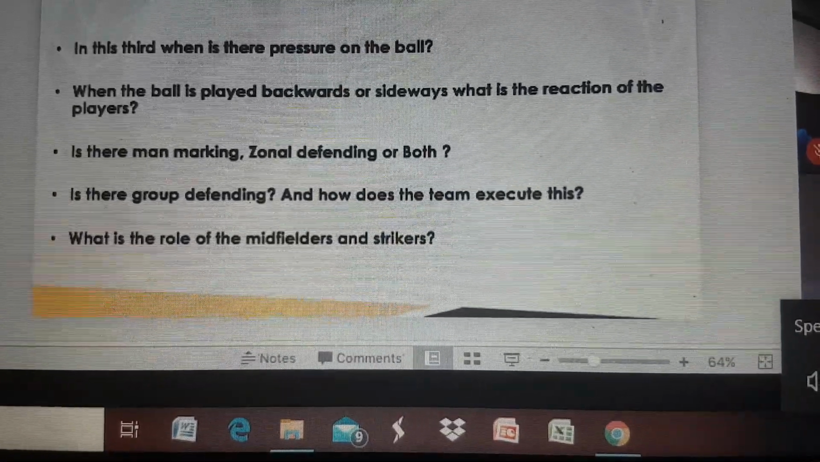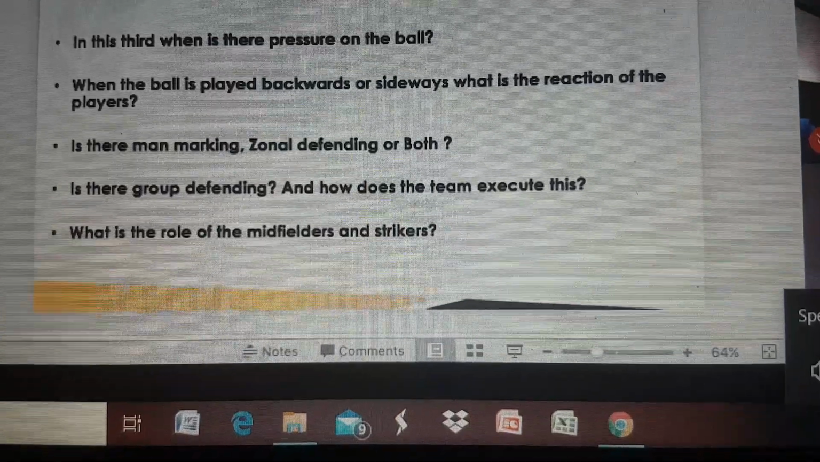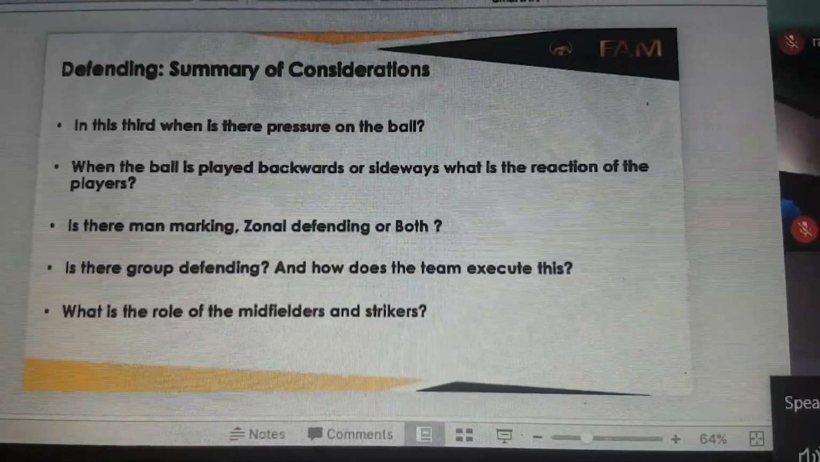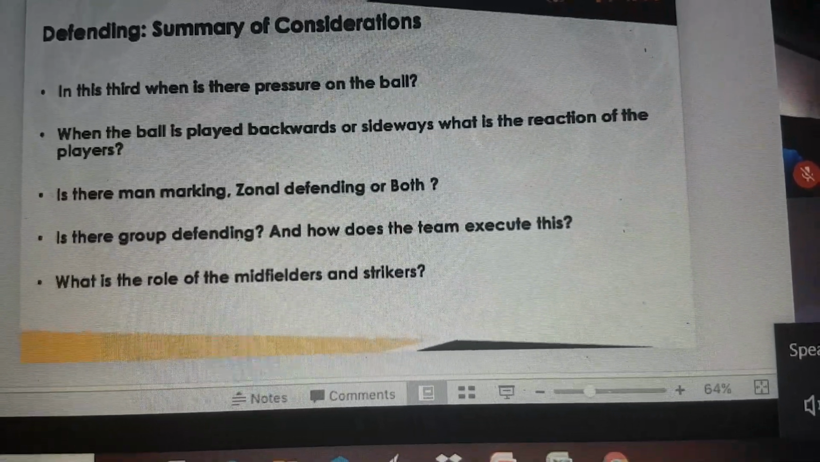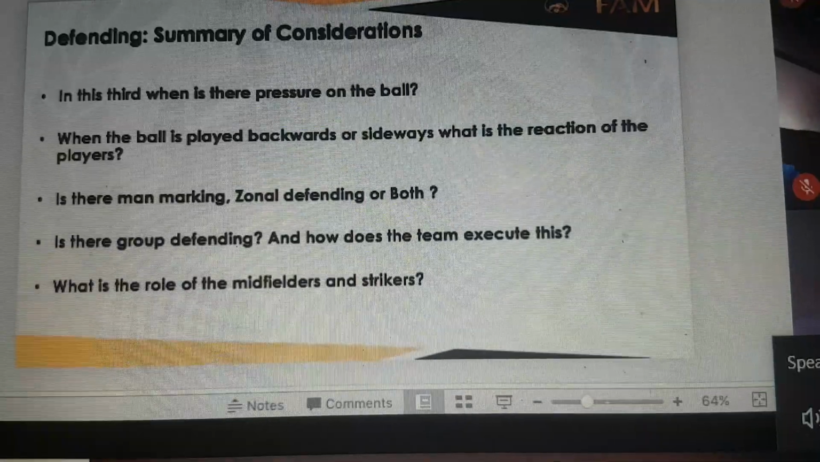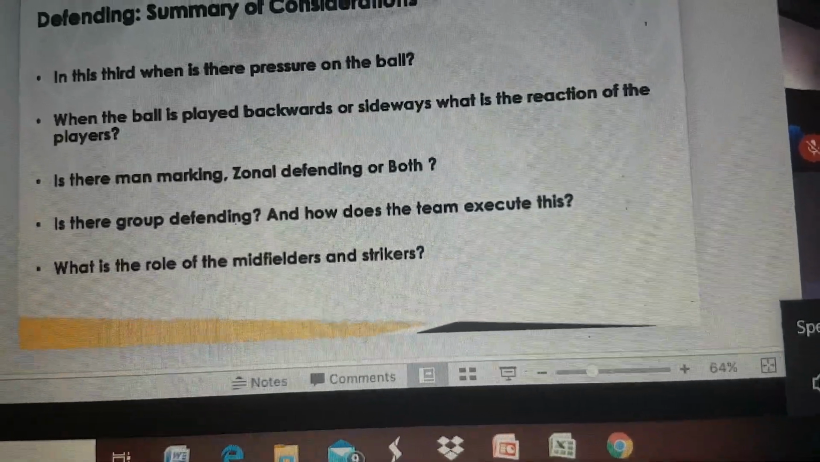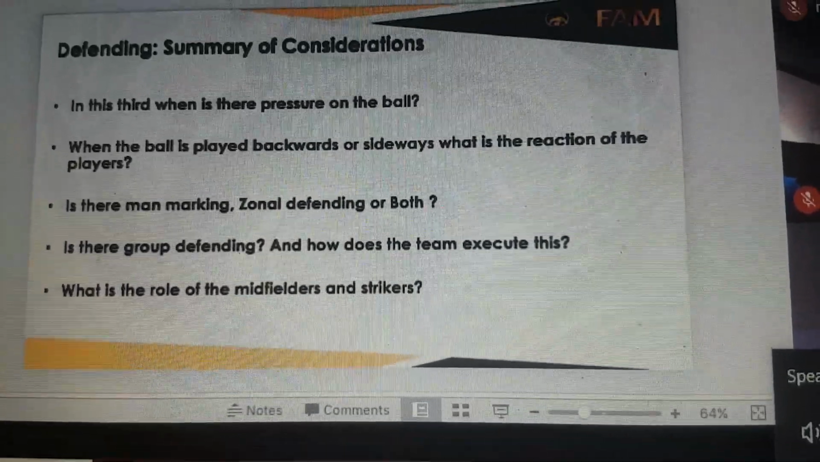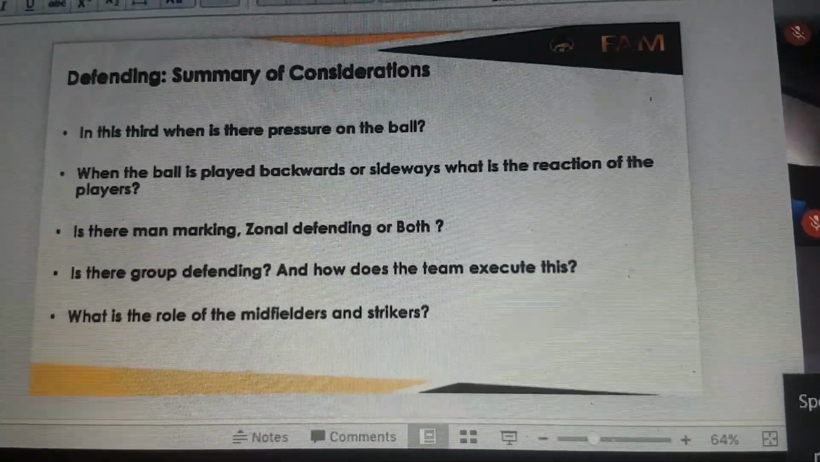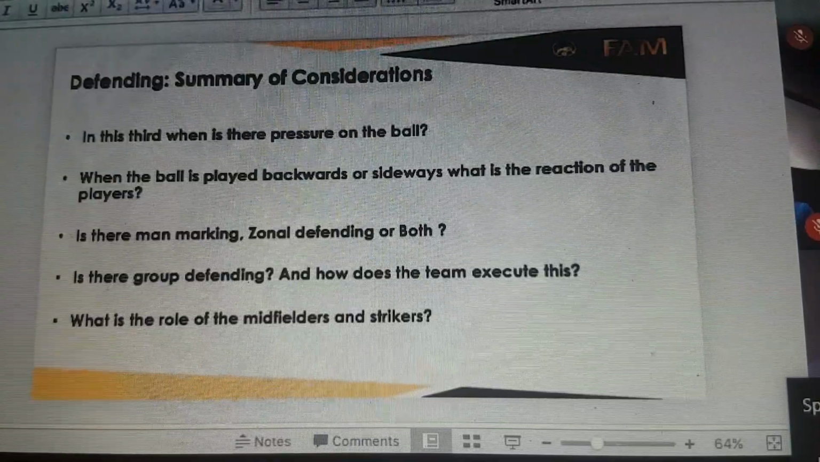And what's the role of the midfielders and the strikers? Do they let the players go past them? Do they run with them? Do they come back and help in the defence, in the back third when it happens, and not worry about staying in their position? So they're the sort of things that you need to think about when you're doing your presentation.